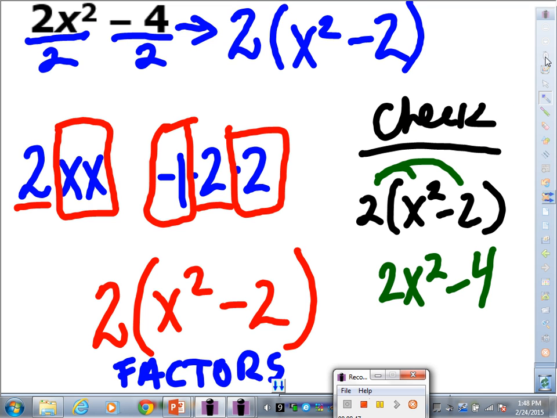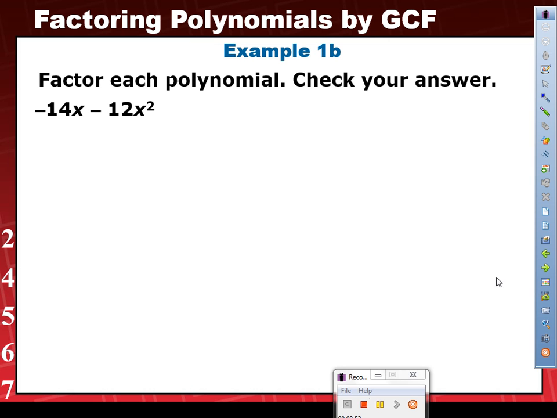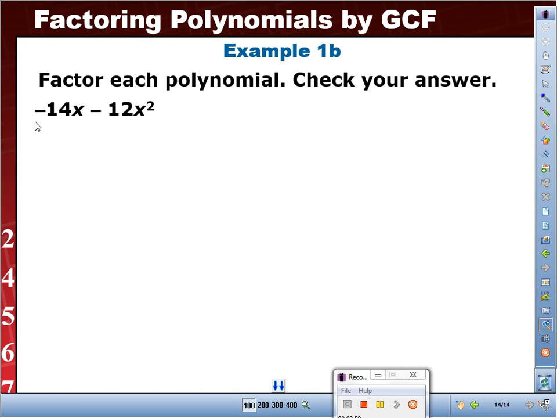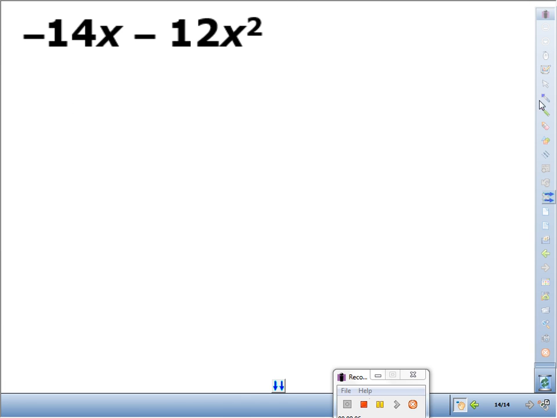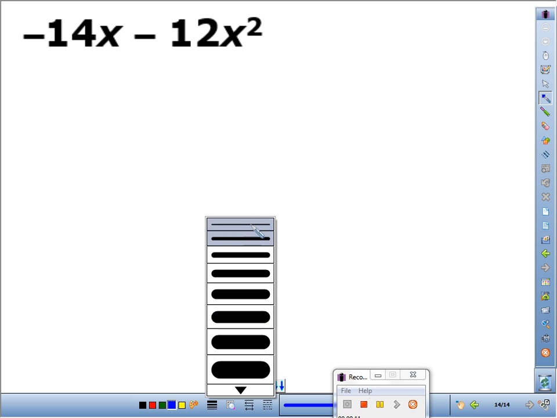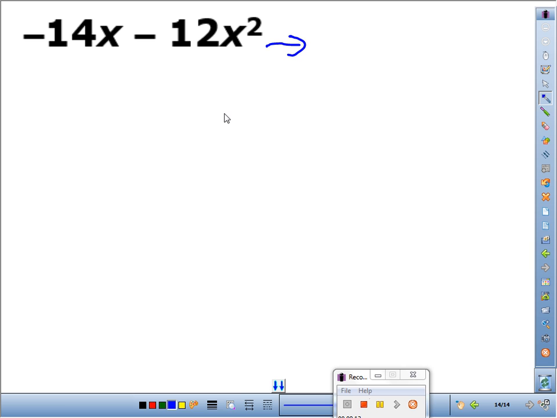Copy this next one. Example 1B. You don't have to copy the verbatim anymore. Just copy the expression. -14x minus 12x squared. So, let's see if we can use the shortcut on this one. Let's do this one together. What is the biggest number that can divide both terms? 2. 2, okay. But notice that both terms have a negative, don't they? So therefore, we're going to say it's -2.